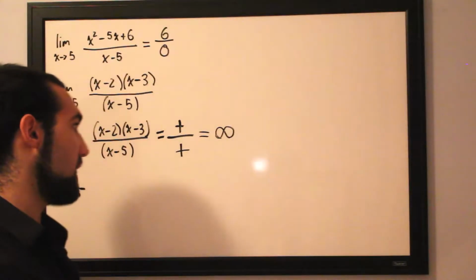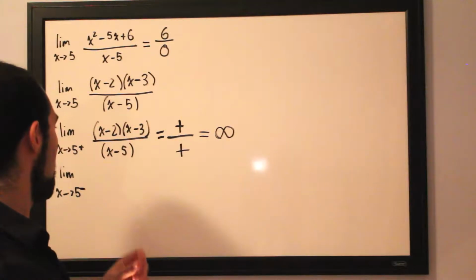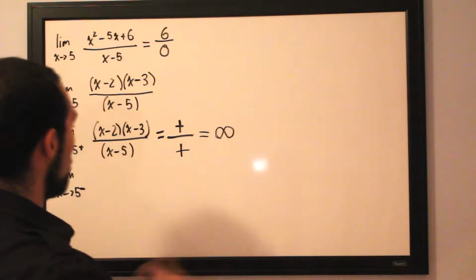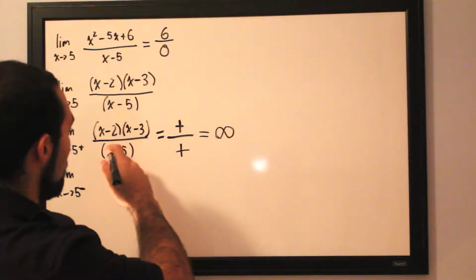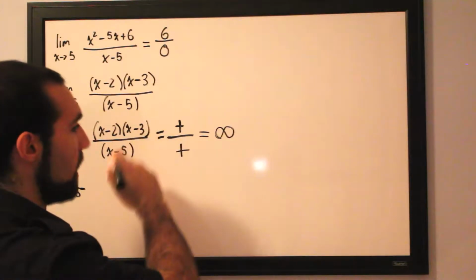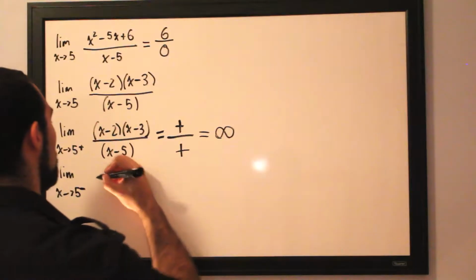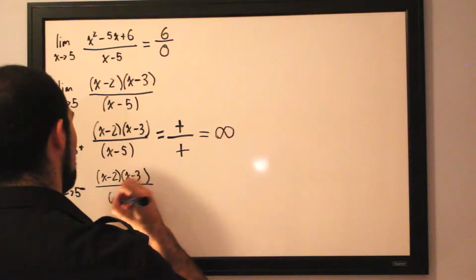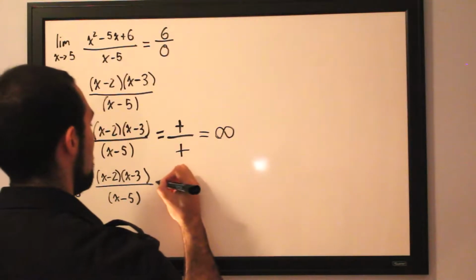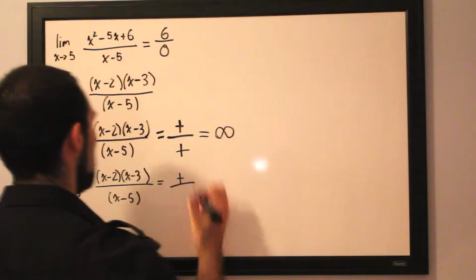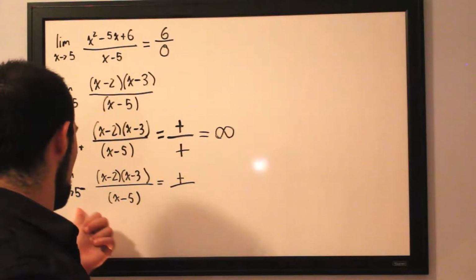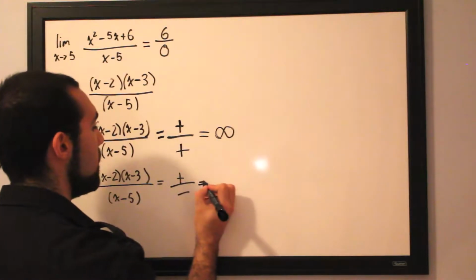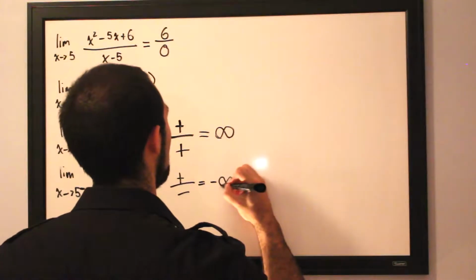Now say we wanted to do the exact same thing from the left. If we want to take the limit as x approaches 5 from the left for x minus 2 and x minus 3 over x minus 5, say we plug in 4.9. 4.9 minus 2 gives us a positive value. 4.9 minus 3 also gives us a positive value. So these give us two positive values in the numerator. And the denominator is going to be less than 5, so 4.9 minus 5 gives us a negative value in the denominator. So this limit is equal to negative infinity.